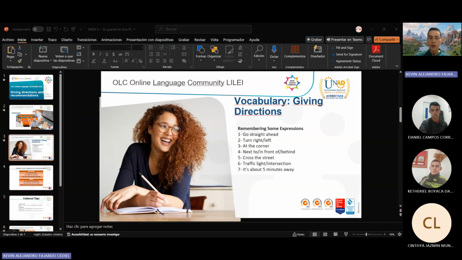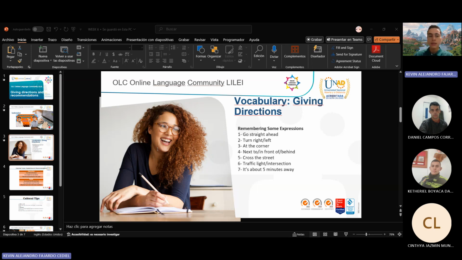The fourth is next to, in front of, or behind. These are three prepositions to describe the location of something in relation to something else. For example, I'm next to your house, or I'm in front of your house, or I'm behind your house, or I'm behind you. Those are some examples for the use of next to, in front of, or behind. We can also say the pharmacy is next to the hospital, or next to the avenue 43. It's an example.